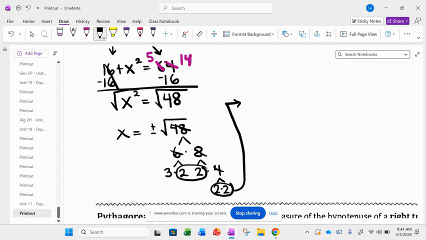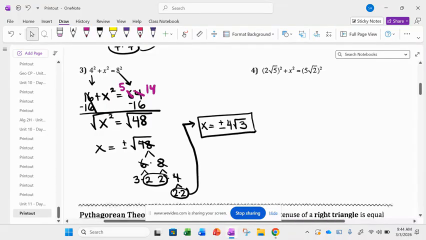Bring it up here. We'll have x is equal to plus or minus. A 2 comes on the outside. Another 2 comes on the outside, and you multiply them. So that's a 4 root 3. That's 2 answers right there. We'll skip number 4. We'll get into today's lesson.